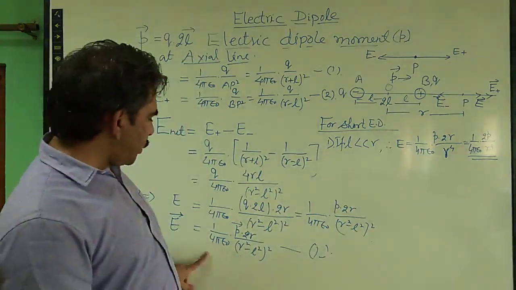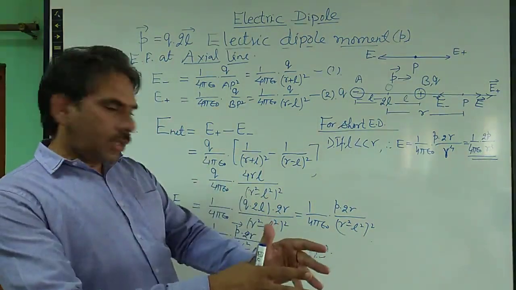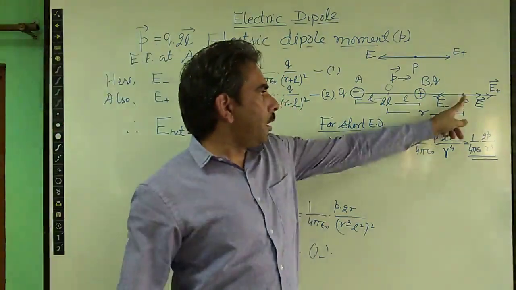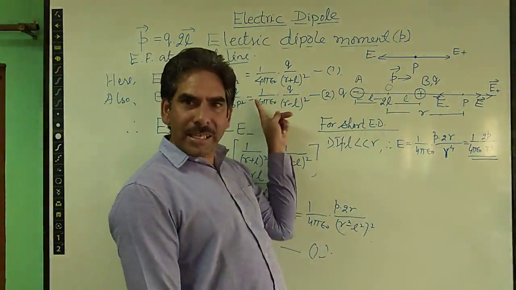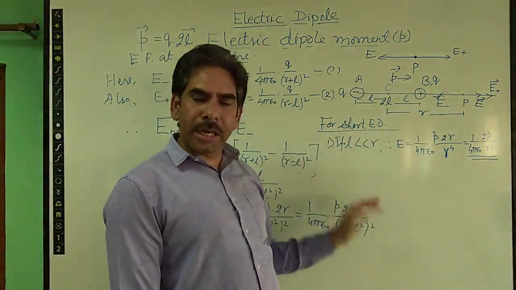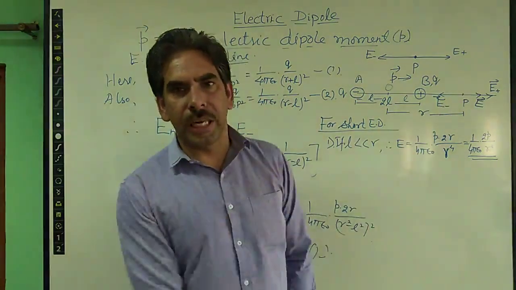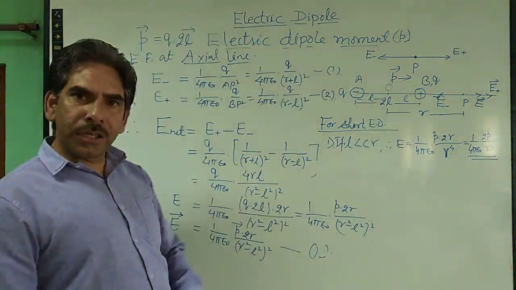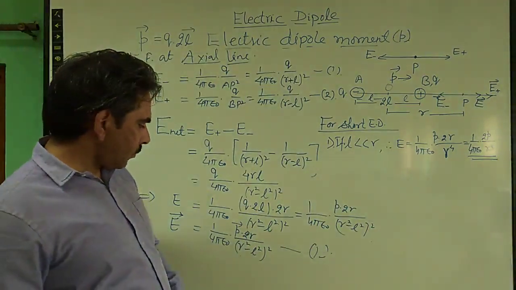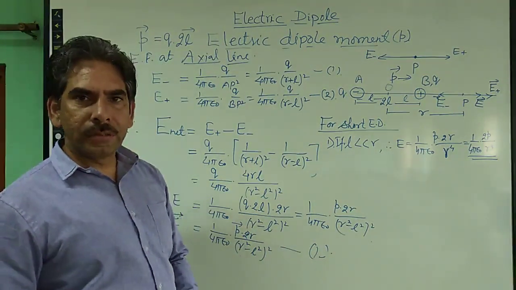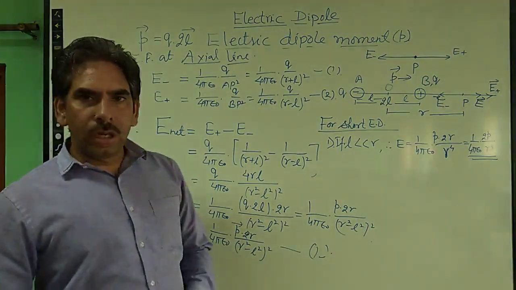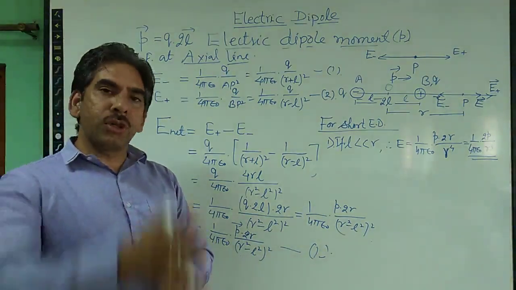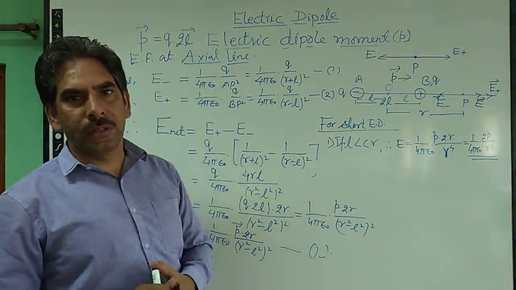So here the direction of electric field is along the direction of the electric dipole. You can try taking the point P on the other side of the axial line. You will find the same expression and the same direction. The direction of electric field will again be along the direction of the dipole moment. That's all for now. In the next video, we will talk about finding the electric field at the equatorial line of an electric dipole. Thank you.